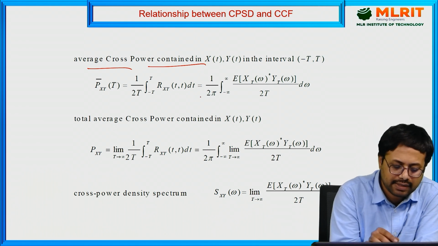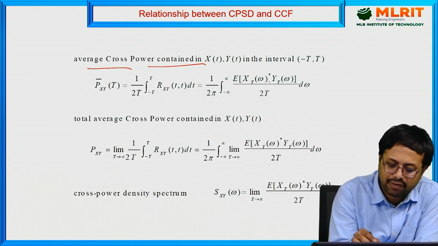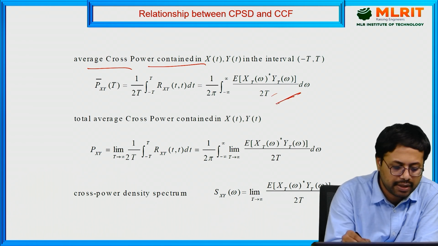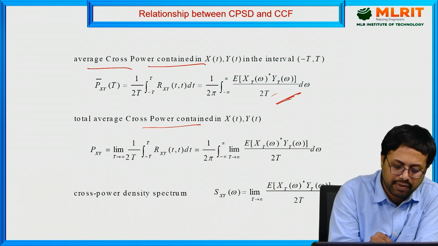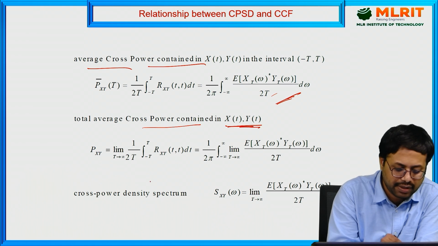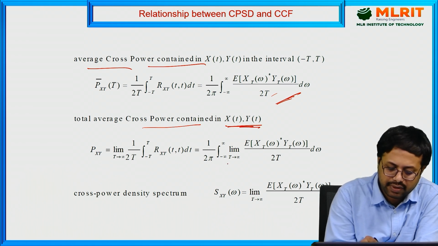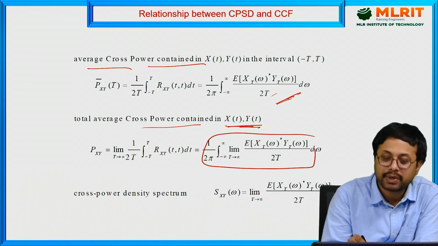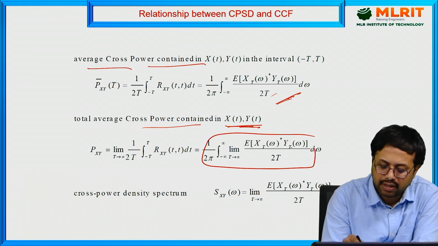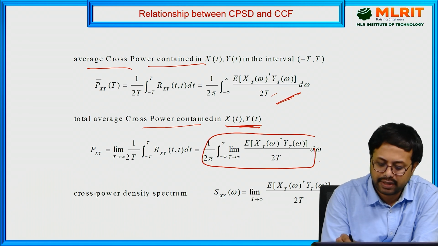Rxx of t1, expectation of X_T of omega conjugate Y_T of omega by 2T into d omega. Then the total average cross power in x of t and y of t is 1 by 2 pi integral minus infinity to infinity, limit T tends to infinity, expectation of X_T of omega conjugate Y_T of omega by 2T into d omega.